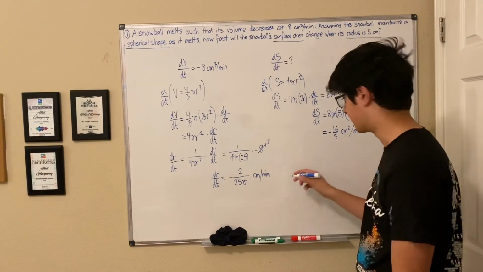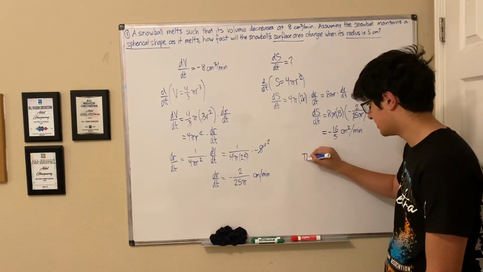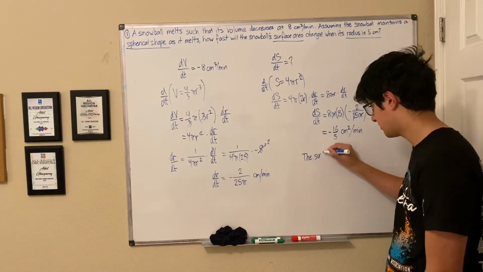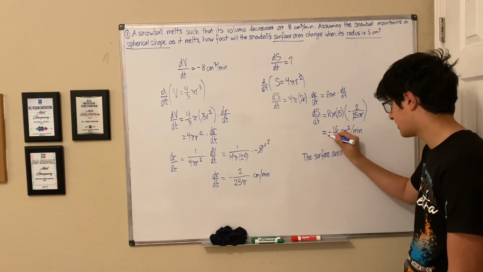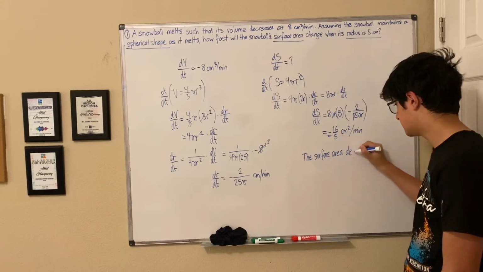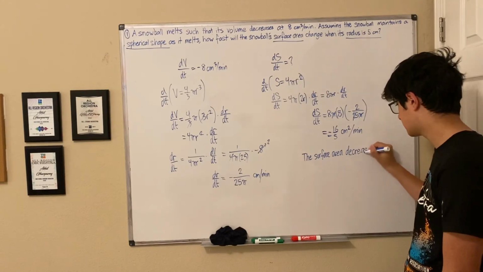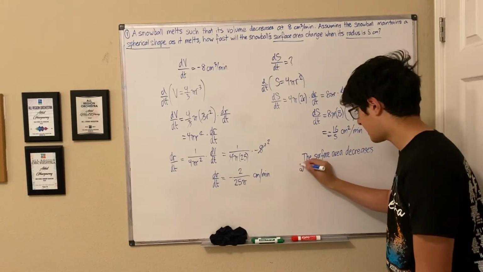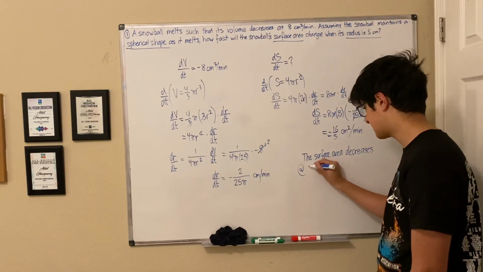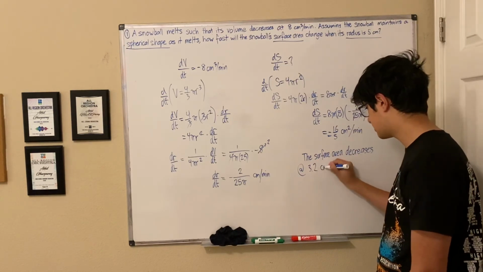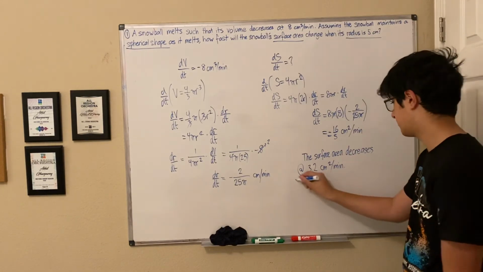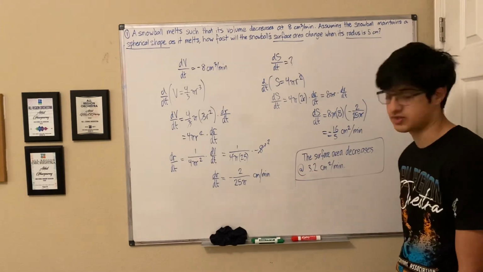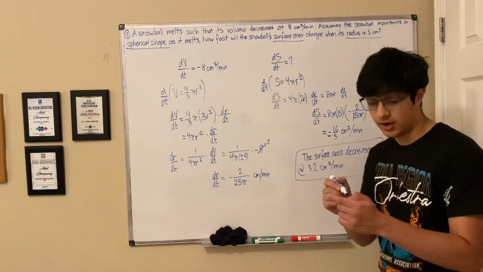So if we wanted to write out a verbal answer for this, we get the surface area decreases, because we have a negative sign right here, at 16 divided by 5, which is the same as 3.2 centimeters squared per minute. And that's our answer. Done. So that's part 1 of this series.